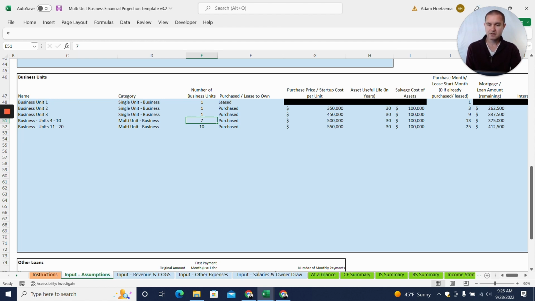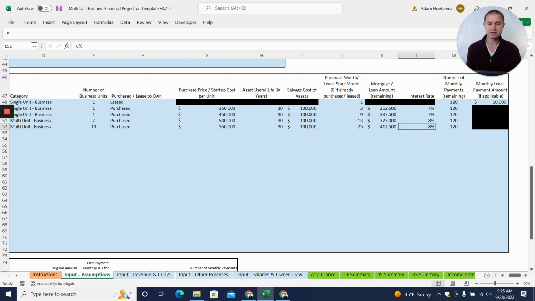This is the purchase price per unit, so $500,000 per unit, per business unit, per vet clinic. And then again, the financing per unit. Then lastly here, we're saying we're going to purchase or acquire units 11 through 20 in month 25, the beginning of year 3. And these units are going to cost us $550,000 per unit. And again, we're going to finance 75% of that with debt.